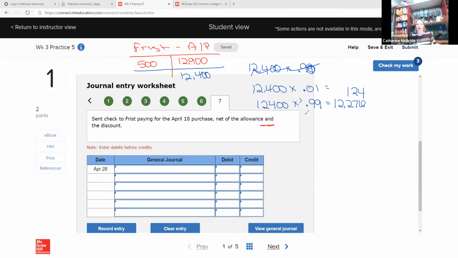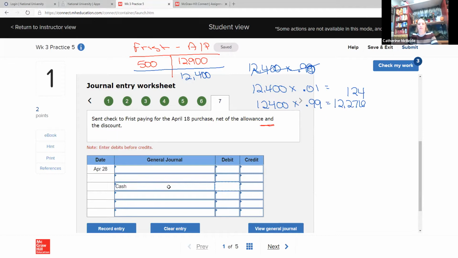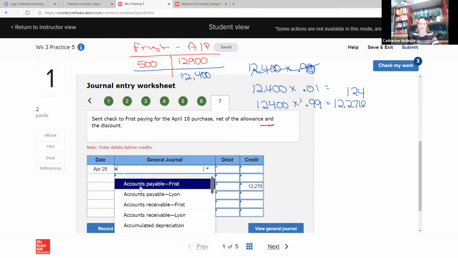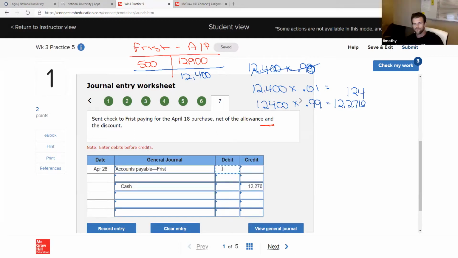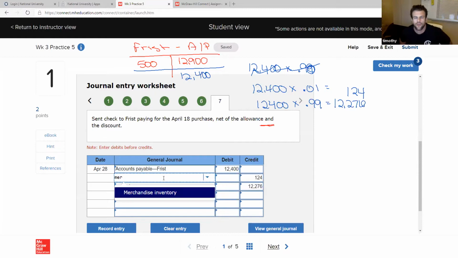Okay, so what do we know? We know that we're going to mail them a check for cash for how much? 12,276. Yep. And we know that we're going to pay off the entire account payable. So the difference is our discount. And what is that going to come off of? Inventory. Merchandise. Yep. Inventory. All right, you guys got this.